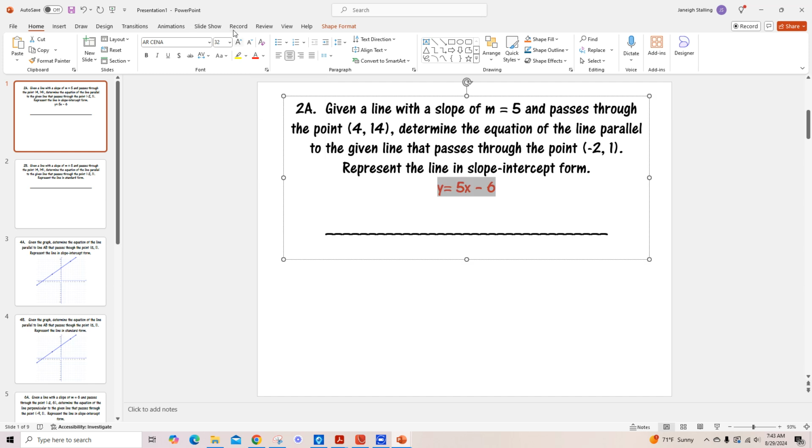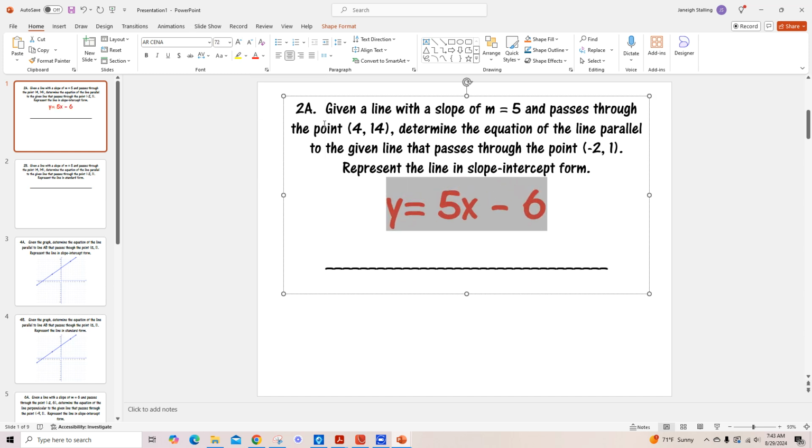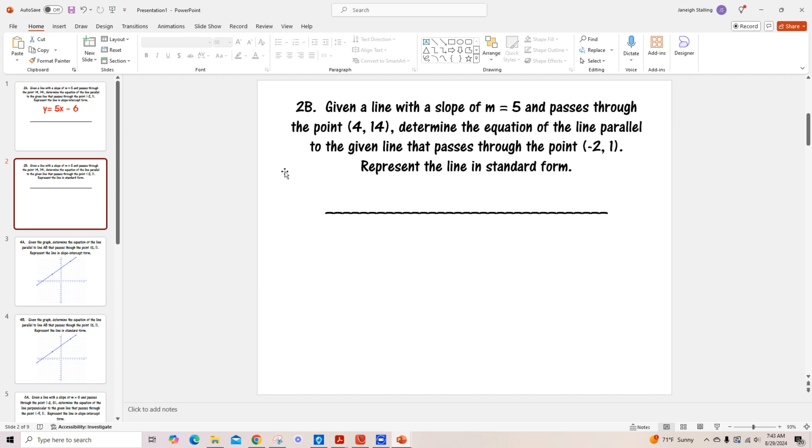So this gives you your slope. You know what your slope is. Use that and this ordered pair to write your new equation in slope-intercept form. All right, question 2b is taking the answer that you got from 2a. Now you're going to write it in standard form. Same question, take your equation from 2a, write it in standard form.